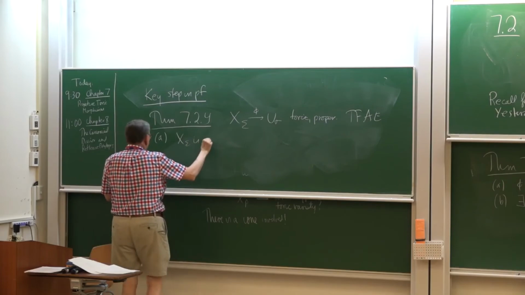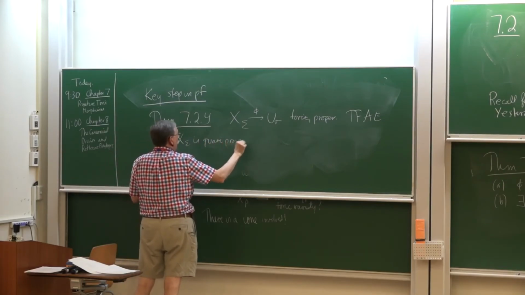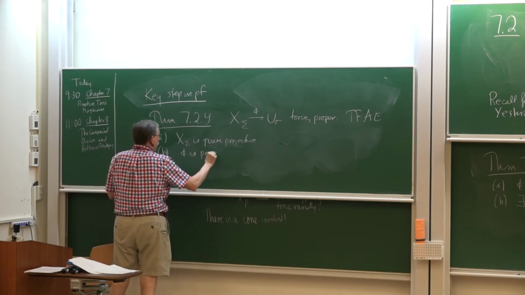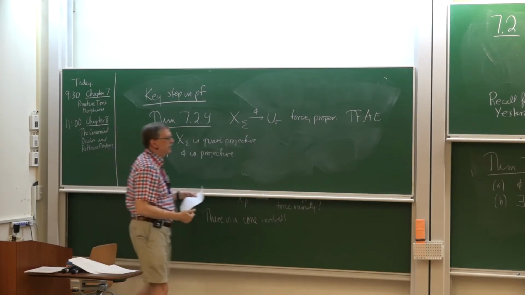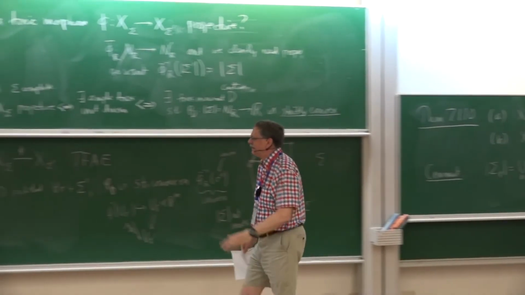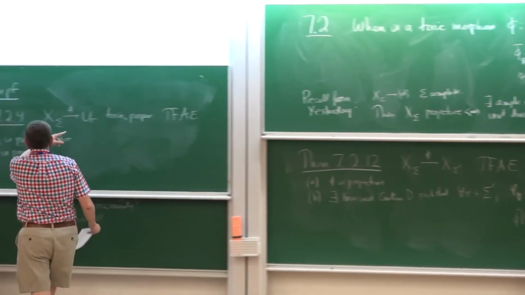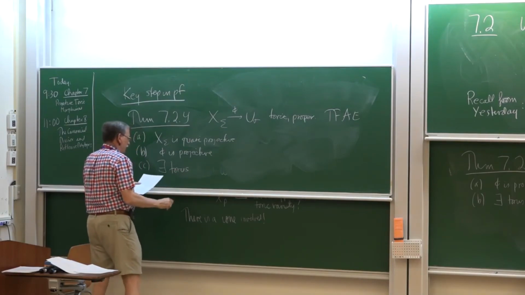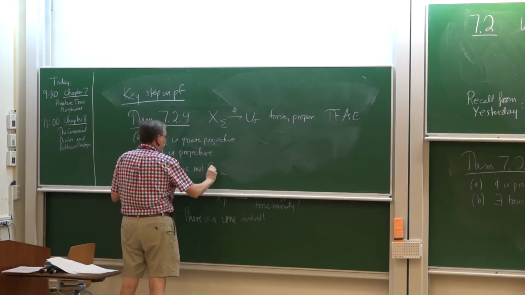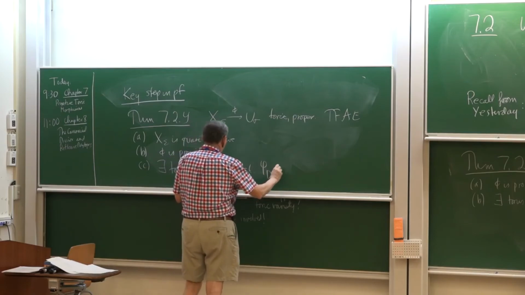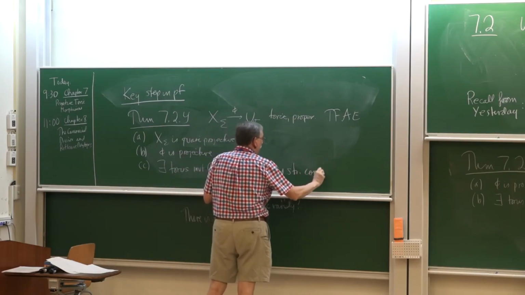X sigma is quasi-projective. Phi is projective. Now notice that the fact that this guy is quasi-projective and that guy is projective, that's part of that theorem. So that's pretty nice. In fact, those two, in this context, are actually equivalent. And then there exists a torus invariant Cartier divisor D such that the support function is strictly convex.